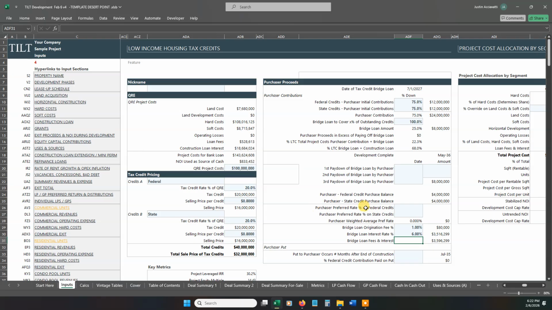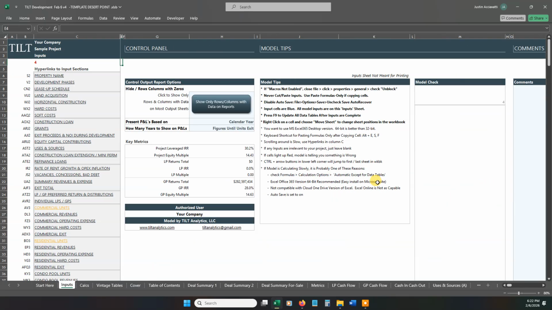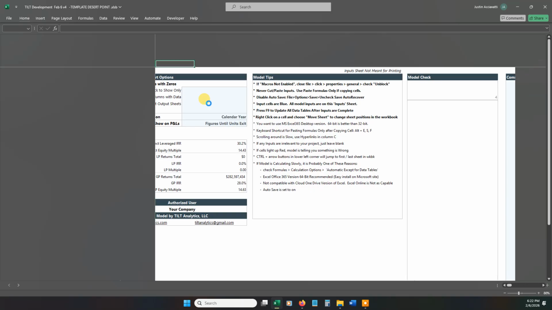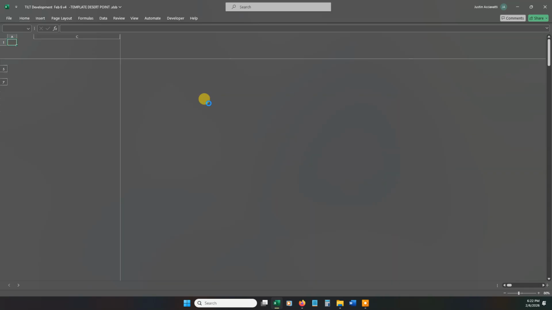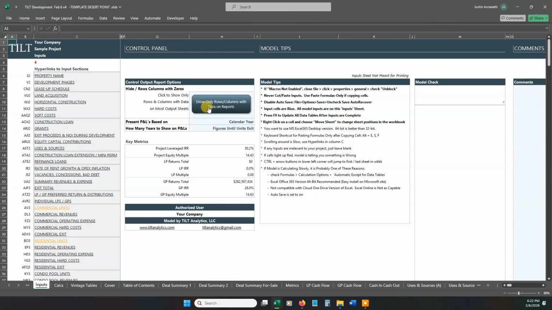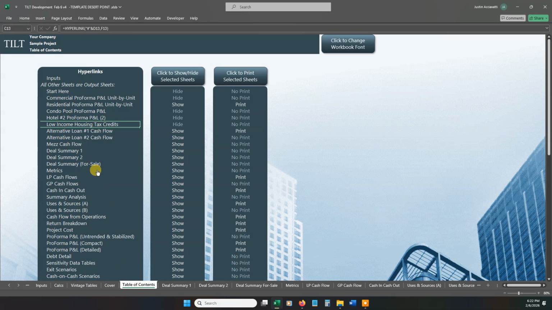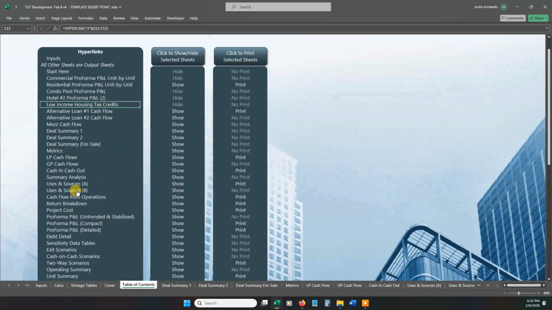let's say I've finished all the inputs for my entire project. I control home. I push my button for preparing the output sheets in the model. It'll go through all the sheets in the model and show only the functionality in the model that's being used, and will hide rows with nothing but zeros and so on, so everything presents nicely. So now in my table of contents for the output reports, all these sheets have been prepared.